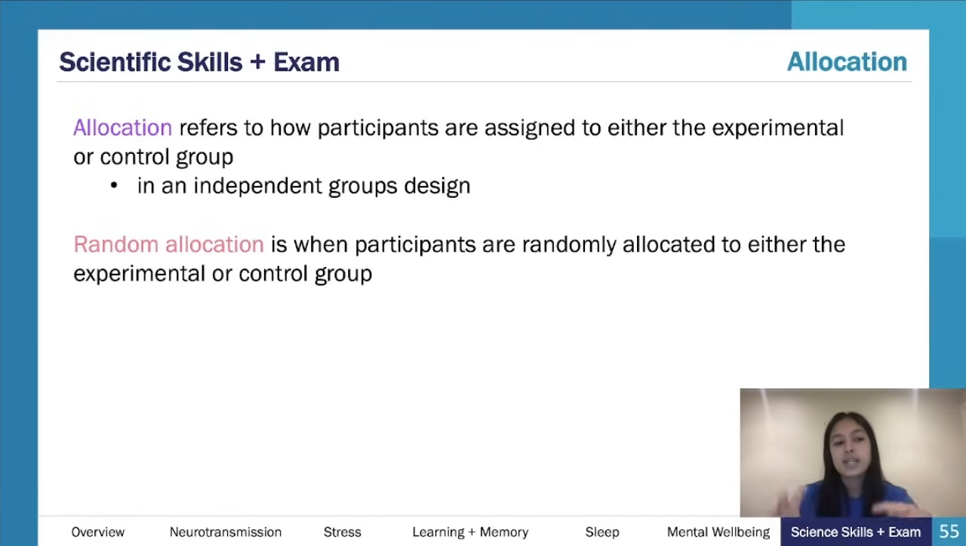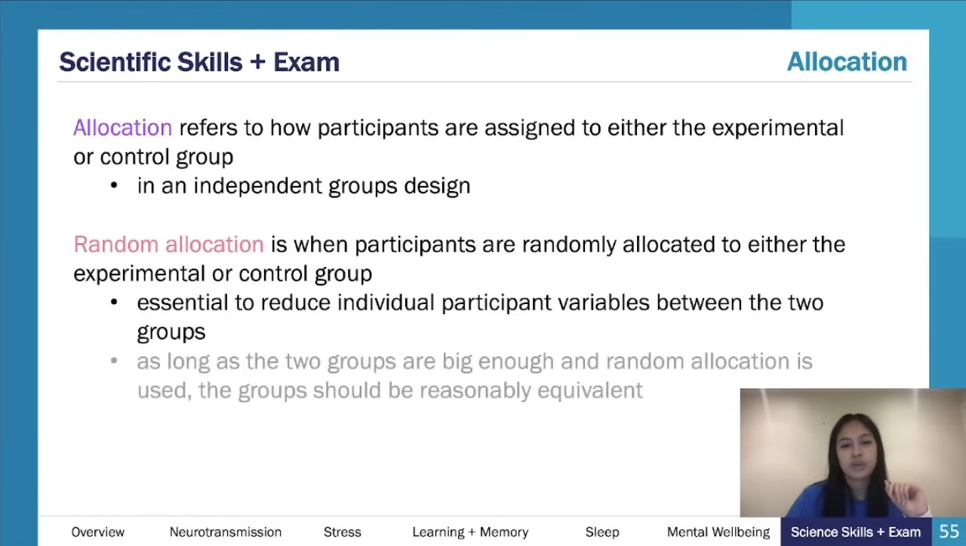And understand the difference between sampling and allocation. Sampling is drawing your group of participants from the wider population. Allocation is where I've got the participants and I'm putting them in this group or that group, allocating. So don't get confused on those two.